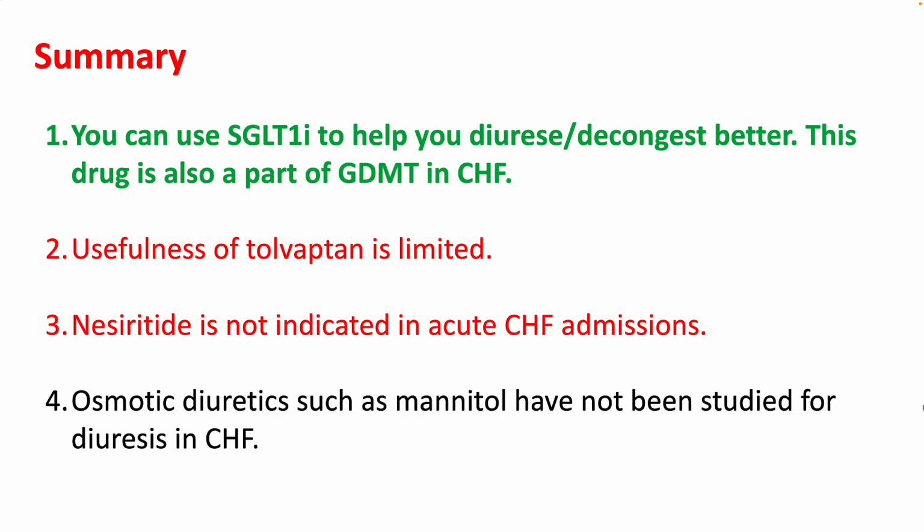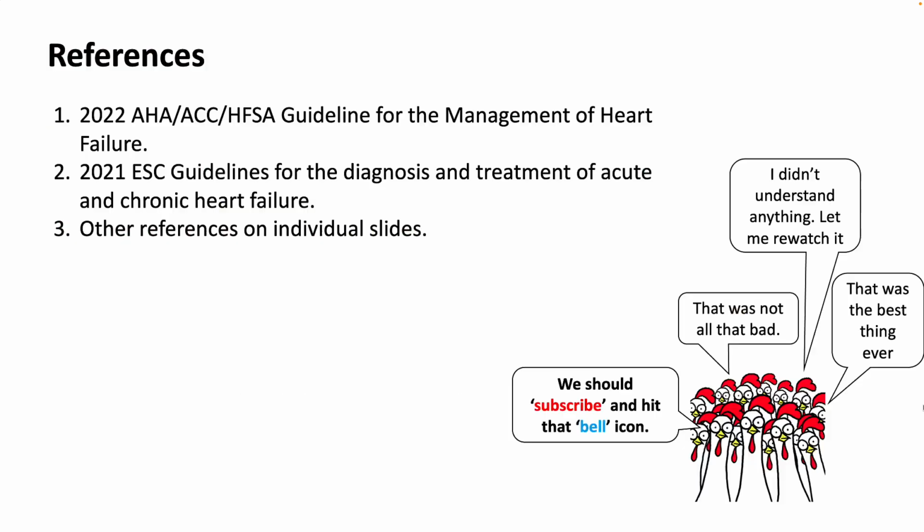In summary, you can use SGLT2 inhibitor to help you diurese and decongest better. This drug is also part of GDMT in heart failure, so is highly recommended. Usefulness of vaptans is limited. Nesiritide is not indicated in acute heart failure admissions, and other osmotic diuretics such as mannitol have not been studied for diuresis in congestive heart failure. These are the references. Thank you.